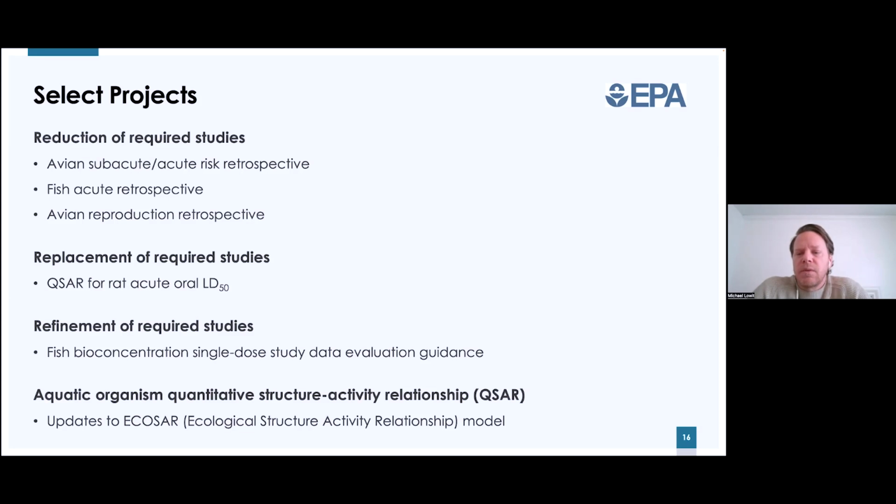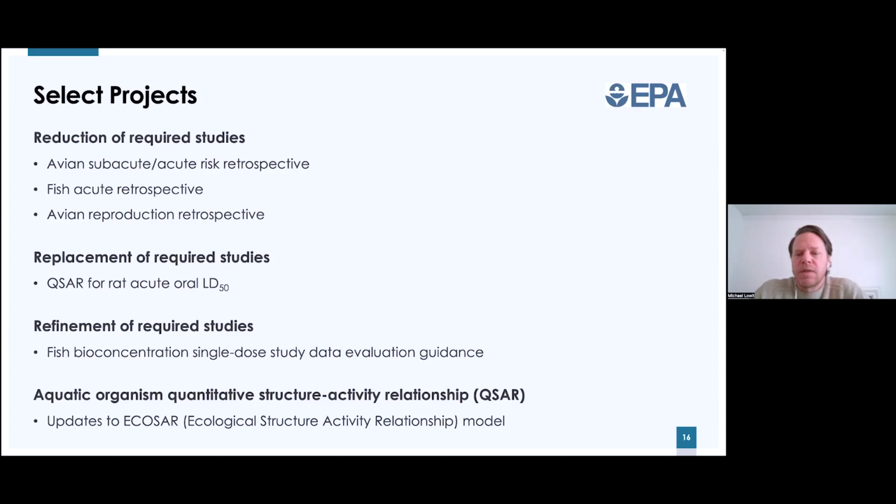In terms of replacing required studies, we are considering a QSAR, or quantitative structure activity relationship model, in lieu of acute oral testing with rats. I'll be going more into this project the remainder of the presentation. Another effort led to the potential refinement of the fish bioconcentration study. In this case, it was demonstrated that we could reduce the number of test concentrations and still obtain data acceptable to characterize a fish BCF for certain chemicals.